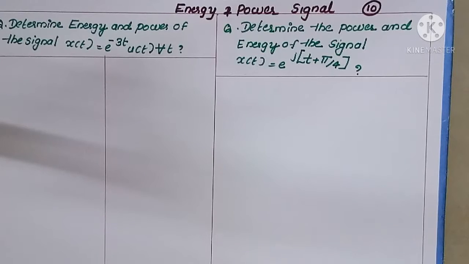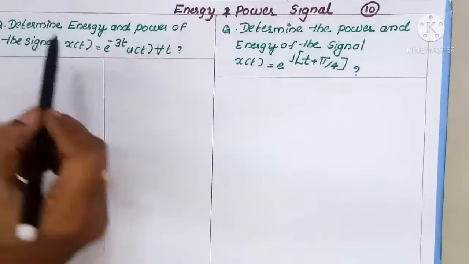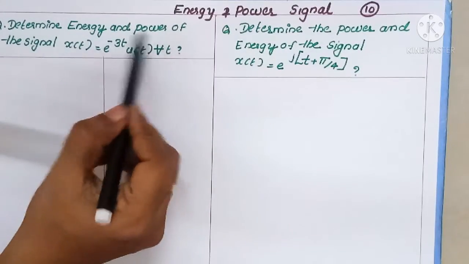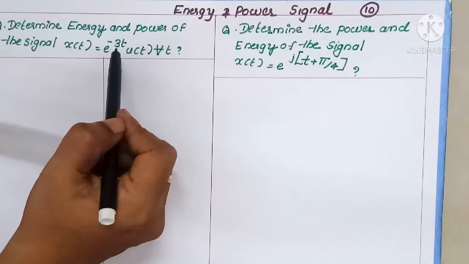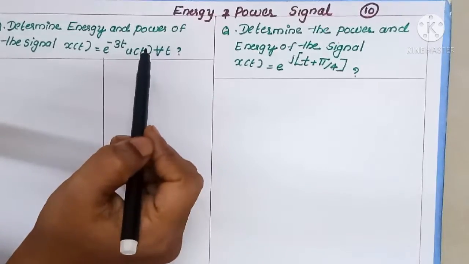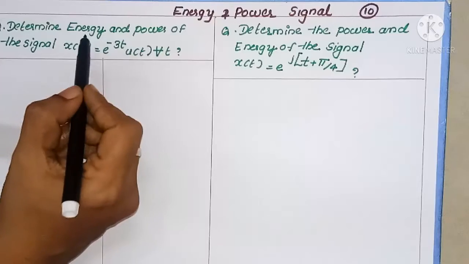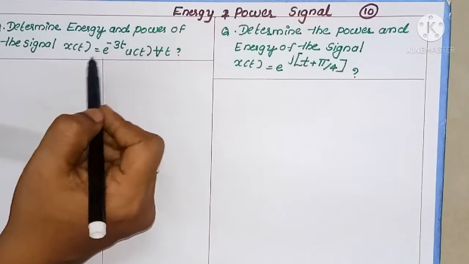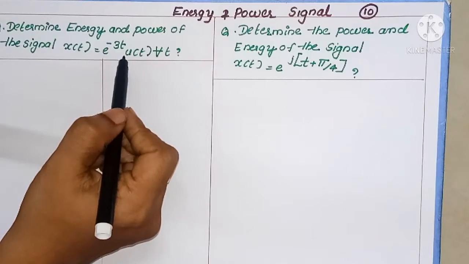Today we are going to solve some problems related to energy and power signals. First question: determine the energy and power of the signal x of t is equal to e raised to minus 3t u of t for all t. Here we need to find out the energy and power of the signal x of t equal to e raised to minus 3t u of t.